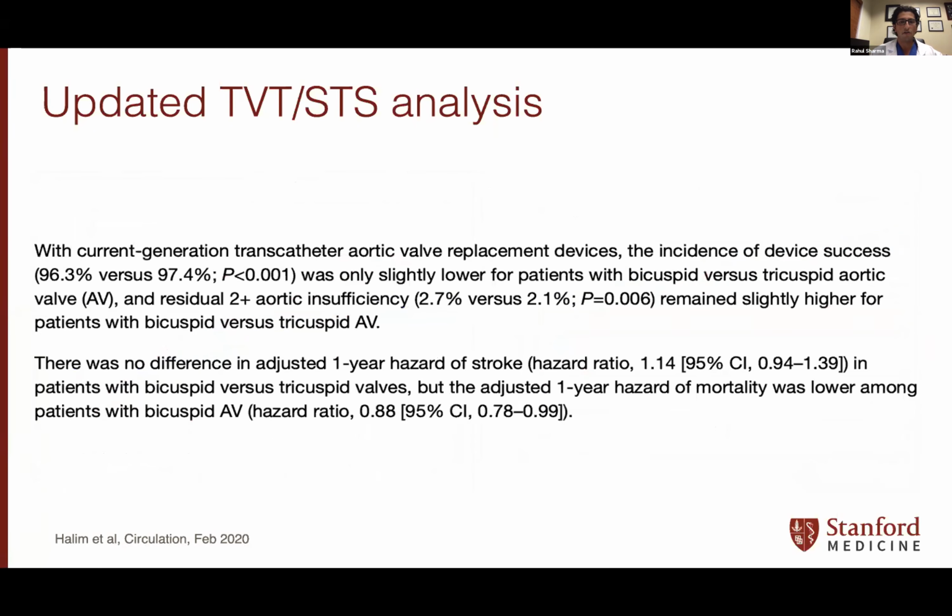And so this was their conclusion. With current generation transcatheter devices, the incidence of device success was only slightly lower for bicuspid patients compared to tricuspid patients, with residual 2 or greater aortic insufficiency being present in under 3% of patients. And it was slightly higher in the bicuspid group. There was no difference in the adjusted 1-year hazard of stroke in patients with bicuspid versus tricuspid in this series, and the 1-year hazard of mortality was in fact slightly lower in the bicuspid group.